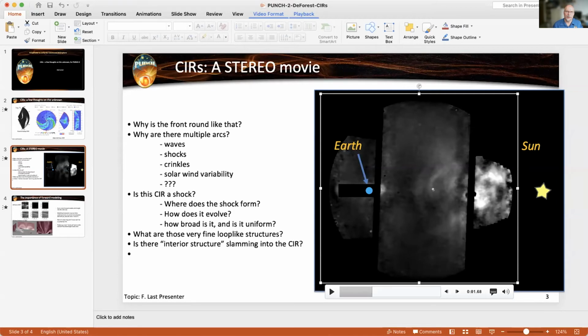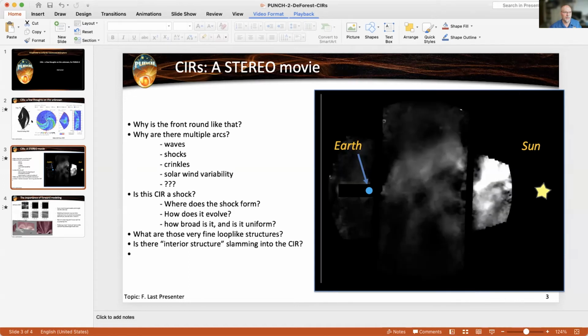We see these multiple arcs, which are probably different parts of the shell, scallops, if you will, in the shape of the outside, but they could also be bright fronts propagating through the shell, right? These data can't resolve which of those is the right model. Does that actually help?